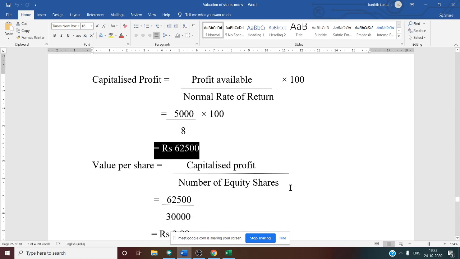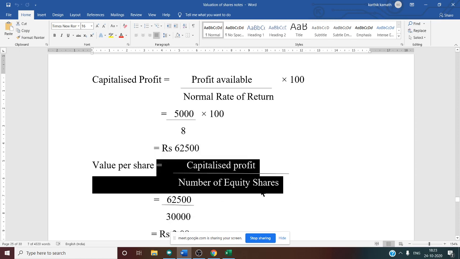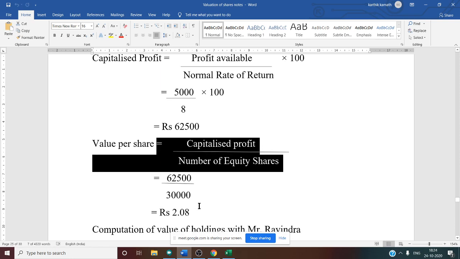Lastly, we need to calculate value per share. Value per share under market value method is capitalized profit divided by number of equity shares. If you do the net asset method, what is the formula for value per share? Under net asset method, the formula for value per share is equal to net asset available to equity shareholders divided by number of equity shares. Yes, so that you need to remember.